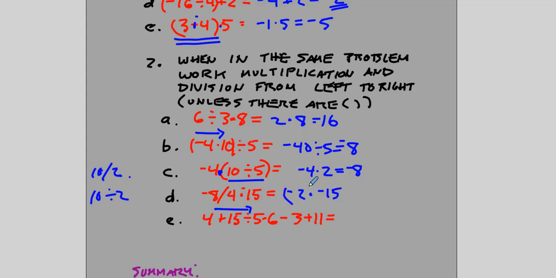And you could do this if you want. You can put it in parentheses. Well, negative times negative is a positive, so that is 30. Positive 30. And the last question, I'm going to do it down here.